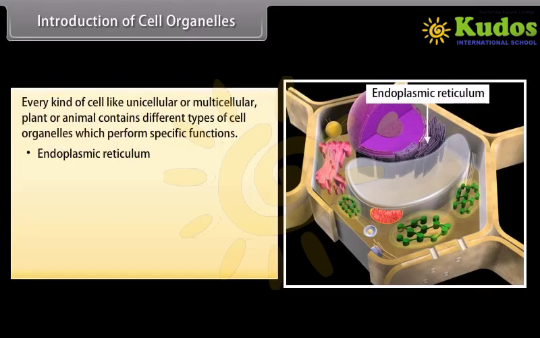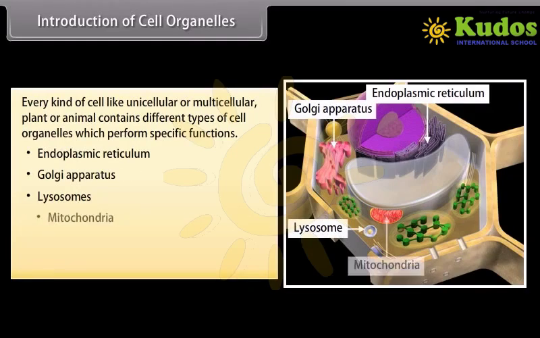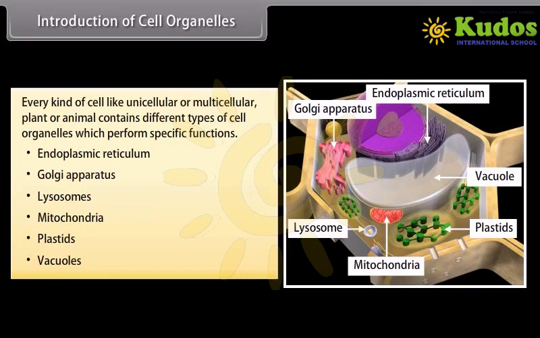Endoplasmic reticulum, Golgi apparatus, lysosomes, mitochondria, plastids and vacuoles are some examples of these cell organelles. Now let us know their structure and functions in detail.